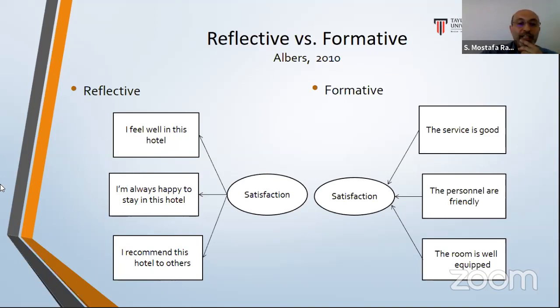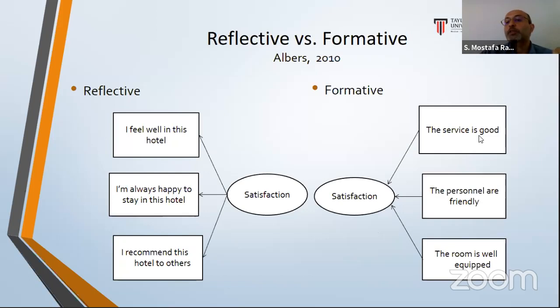But what about the left side? On the left side, we have, I feel well in this hotel. I'm always happy to stay in this hotel, and I recommend this hotel to my friends. So if I answer the first one, for example, yes, I strongly agree, my answer to the second question will be similar. I will agree or strongly agree. I won't strongly disagree, right? So the items for a reflective construct are highly correlated.